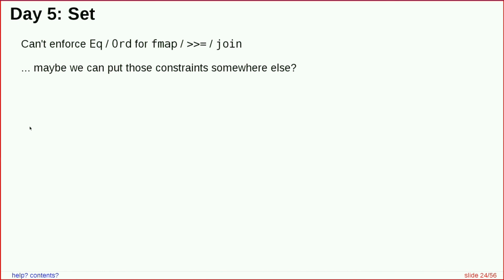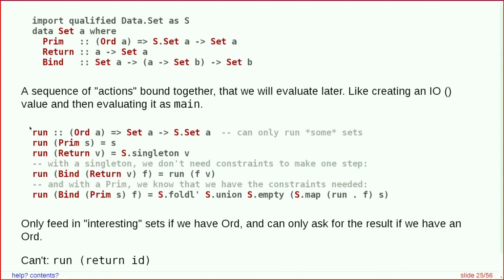Okay. So that's why you can't make a set monad, or why you can't make one in the same way as you can make a list monad, because we need these equality constraints. So maybe we can put them somewhere else. And we can. What we can do is make this new data type. So this comes from set-monad on Hackage, and I've tweaked it a little bit, but we can make a new data type called set, and we have these 3 constructors for it.